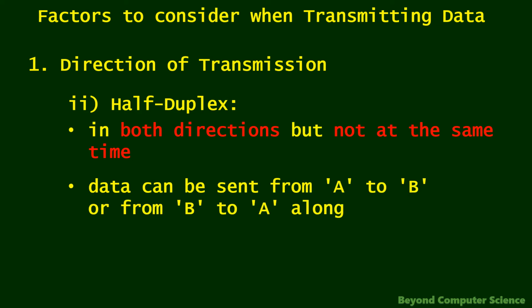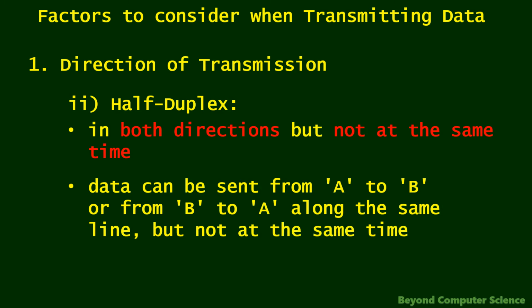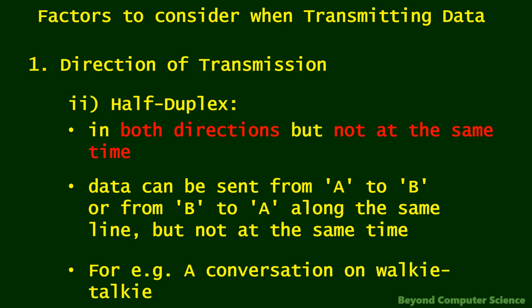Data can be sent from point A to point B or from B to A along the same line, but not at the same time. This is the explanation. For example, a conversation on a walkie-talkie, which law enforcement organizations use, in which they say over and out, copy that, roger that.